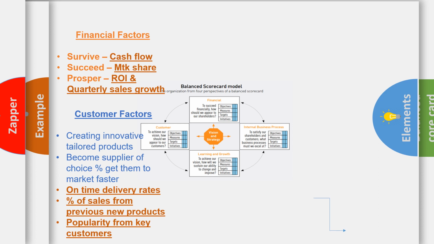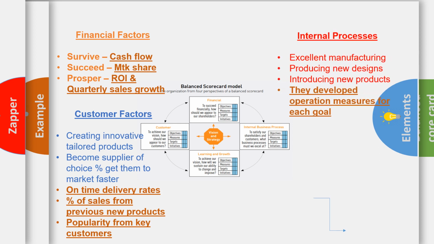From the customer perspective, they wanted to create innovative, tailored products. They wanted to become a supplier of choice, and they wanted to get a larger percentage to get to market faster. And the key performance indicators here were on-time delivery rates, percentage of sales from new products, and popularity with key customers. So these were the way that they measured the customer side, which was very, very important.